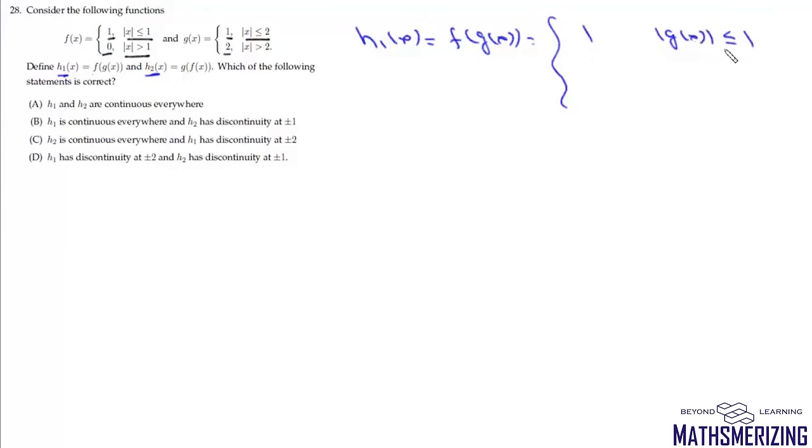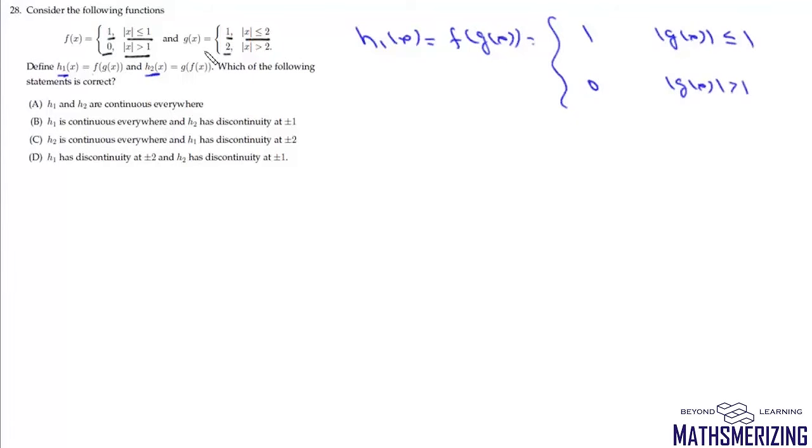Now question number 28 is, we are given two functions f(x), which is 1 when mod x is less than or equal to 1, and 0 when mod x is greater than or equal to 1, and g(x), which is 1 when mod x is less than or equal to 2, and 2 when mod x is greater than or equal to 2. We have defined two functions h1 and h2, which are compositions of f and g. Now we'll take h1(x). h1(x) is f of g(x). So we can write f of g(x) as 1 when mod of g(x) is less than or equal to 1, and it is 0 when mod of g(x) is greater than 1.